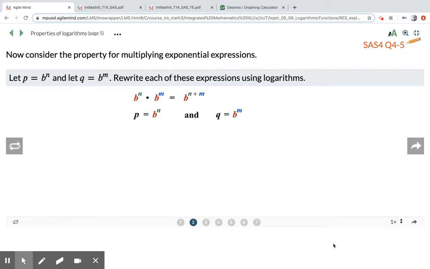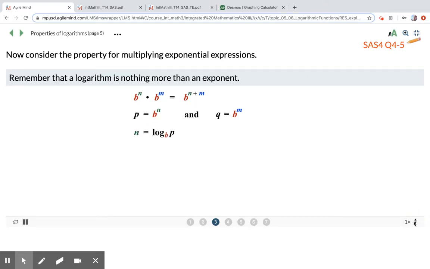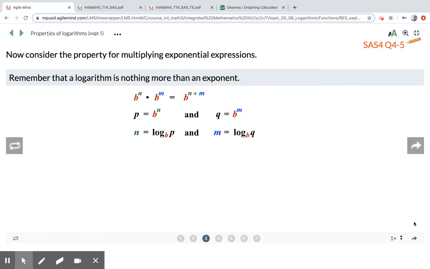So just to simplify things a little bit, instead of b to the n power, I'm just going to put in a p to make it easier to write with. And instead of b to the m power, I'm going to put in a q, just to make it a little easier to work out. I can write the logarithms of these guys, though, right? I can totally rewrite that as a logarithm. I can rewrite the other one as a logarithm. Yay.